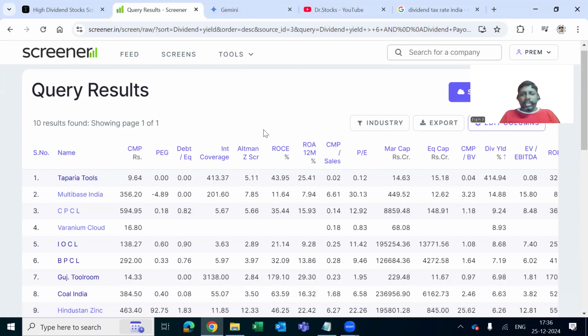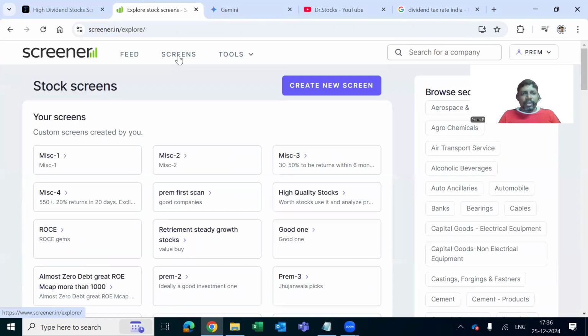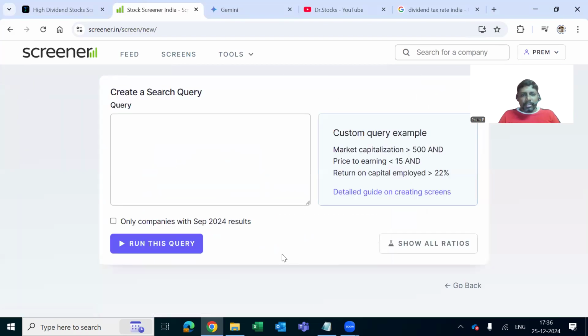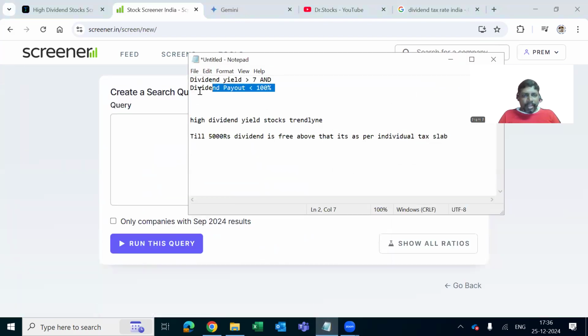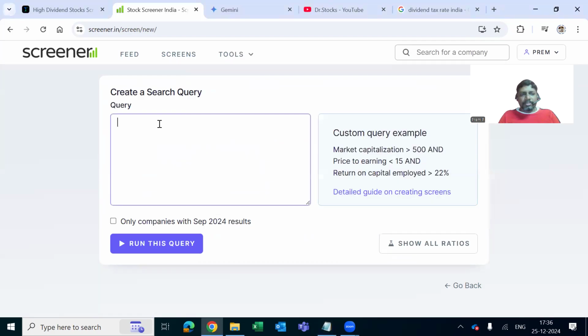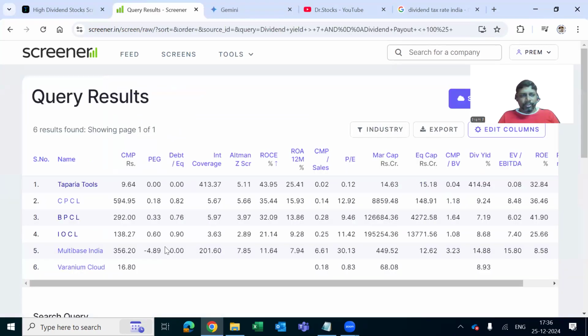How to scrutinize these stocks? Directly, you can go for screeners. As many of you are aware, create a new screen, and I have my keywords already taken. I am just pasting them. I am looking for a dividend yield of more than 7%, which is always compared with our savings account bracket, the percentage of money they are giving in the market. Additionally, the dividend payout should be less than 100. Okay, this is fine.